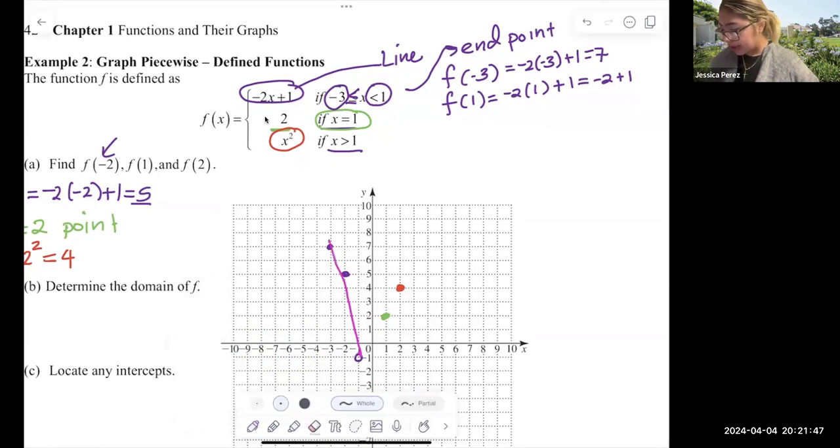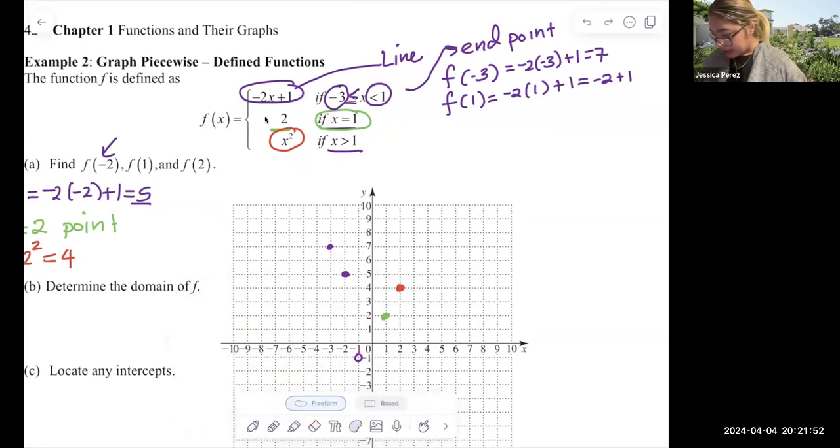I'm bad at drawing, so let me make this a little bit better. I want to make a line from here to here, and it should be touching this point. So let me make this nicer.